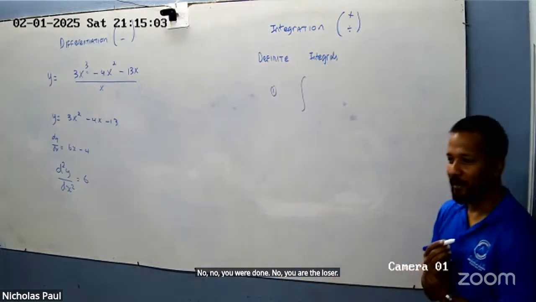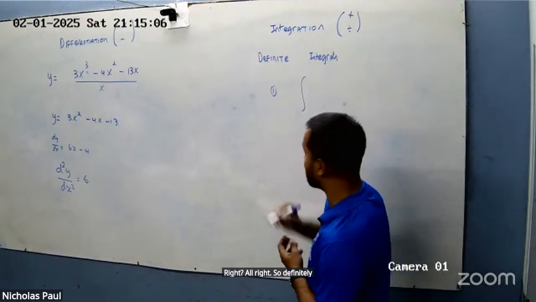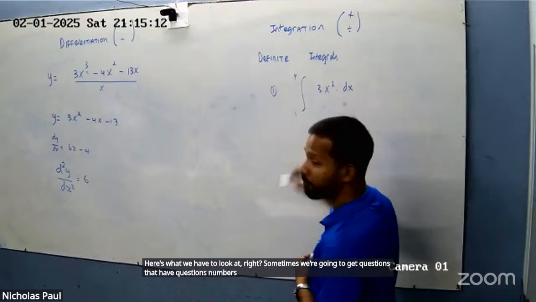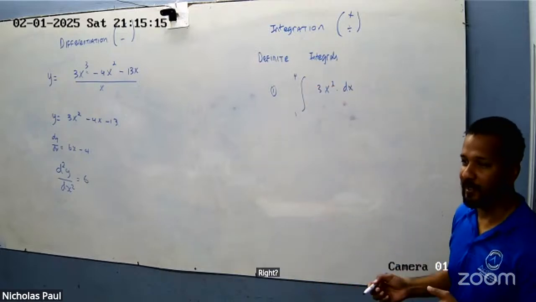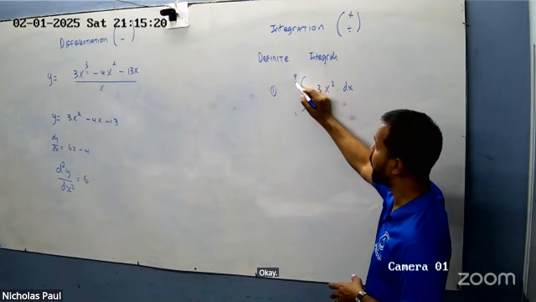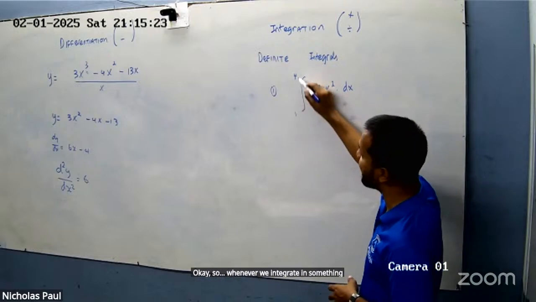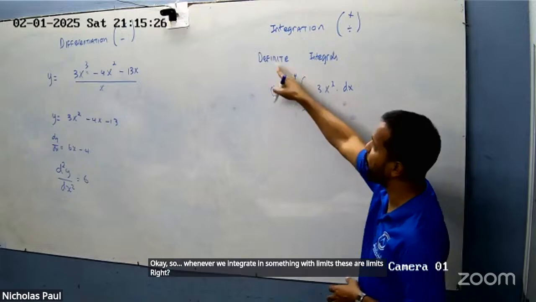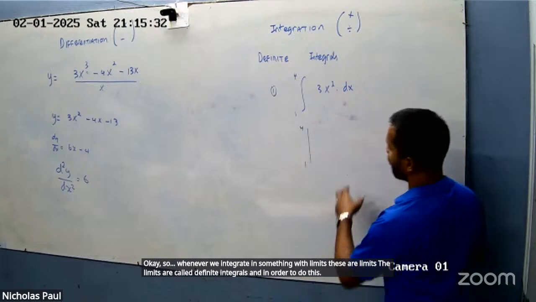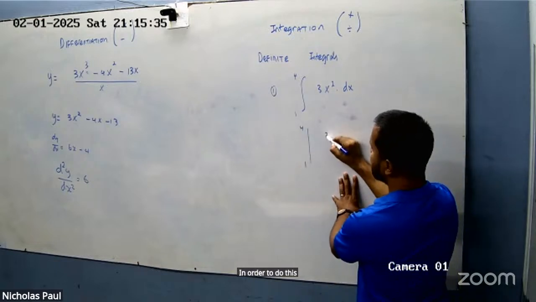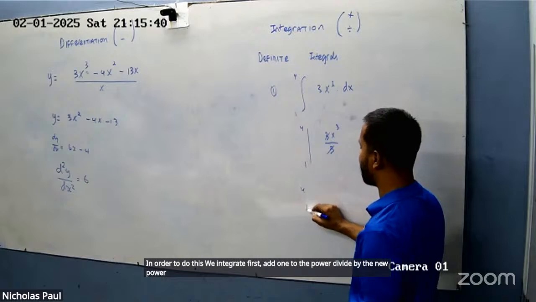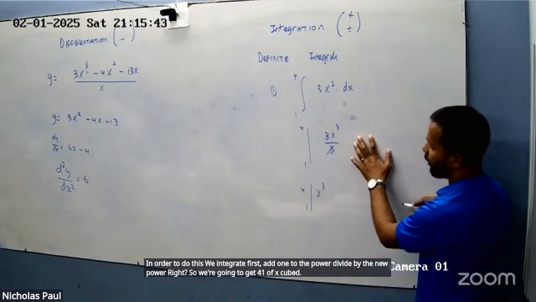All right. So definite integrals, here's what we have to look at. Sometimes we're going to get questions that have numbers here, 4 and 1. Whenever you see that, you're not writing plus C anymore, and you're going to get an actual value. These are limits, and integrals with limits are called definite integrals. To do this, we integrate first, add 1 to the power, divide by the new power. So we're going to get x cubed between 4 and 1. We no longer write plus C.